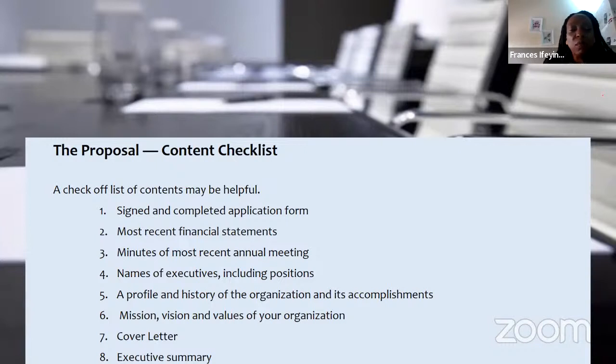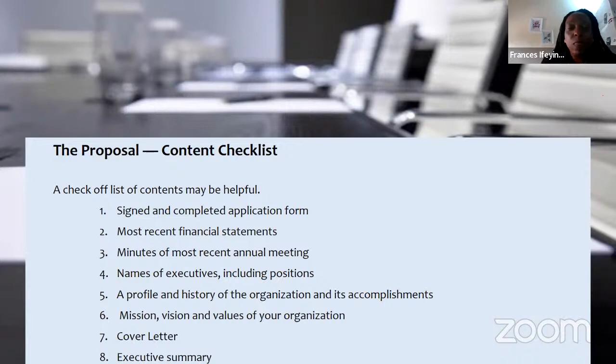The next item on our checklist is what? Minutes of the most recent annual meeting. A lot of times they look at this for consent by the institution or organization for the access of these funds. The next on our checklist is what? Names of executives and positions. This sometimes is a profile of the key individuals in the organization and institution.